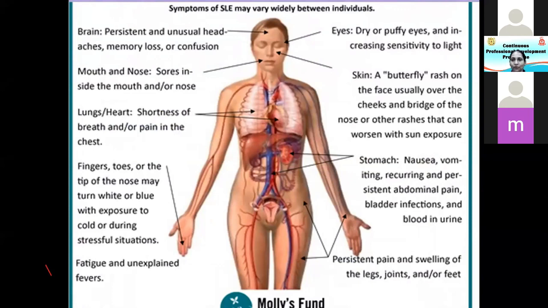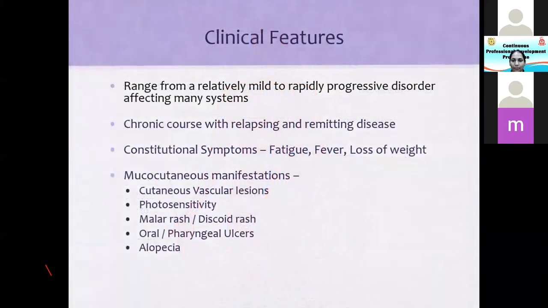So, this is just to show you that almost all organs in the body could be affected by SLE. The clinical features range from a relatively mild to a rapidly progressive disorder affecting many systems. There is a chronic course with relapsing and remitting disease. Patients might present with constitutional symptoms of loss of weight, loss of appetite, fatigue, and fever. Pyrexia of unknown origin is a common presentation along with lymphadenopathy.